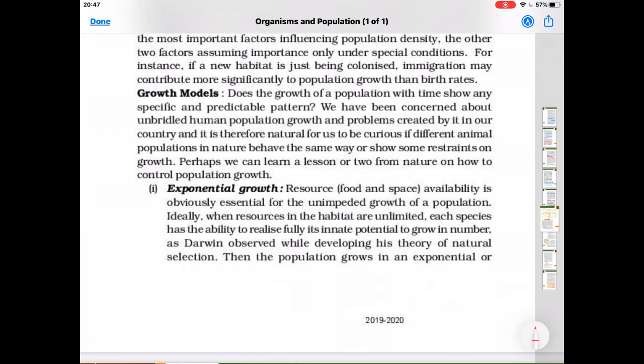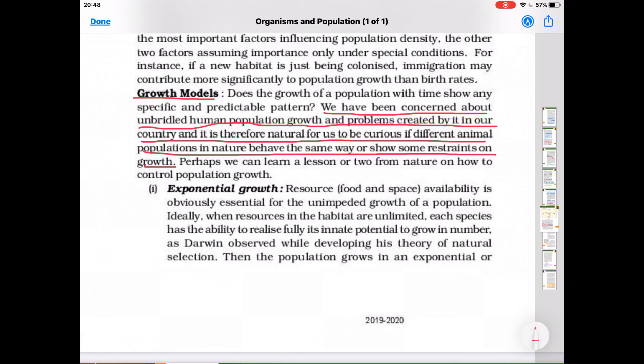Good morning, students. Our today's topic is growth models. We have been concerned about unbridled human population growth and problems created by it in our country, and it is therefore natural for us to be curious if different animal populations in nature behave the same way or show some restraints on growth. Perhaps we can learn a lesson or two from nature on how to control population growth.